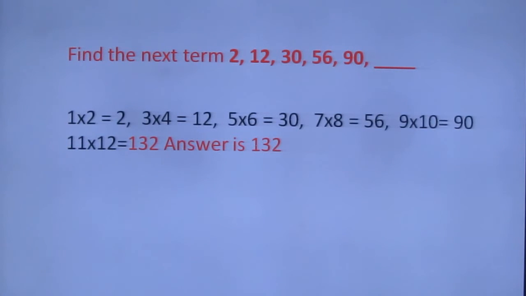1 times 2 is 2. 3 times 4 is 12. 5 times 6 is 30. 7 times 8 is 56. 9 times 10 is 90. 11 times 12 is 132. So my answer is 132.